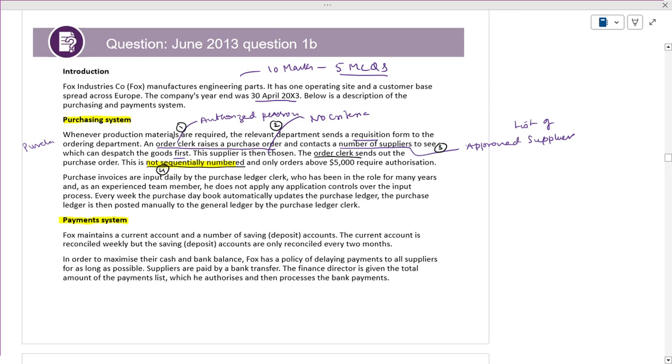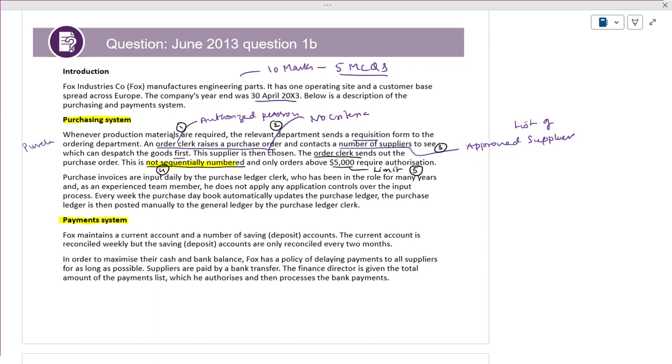And what they say, this is not sequentially numbered, and only orders of 5,000 and above need authorization. 5,000 is not a small amount, is it right? There should be a limit. How many deficiencies are there? 5. Okay, 5 deficiencies are there.